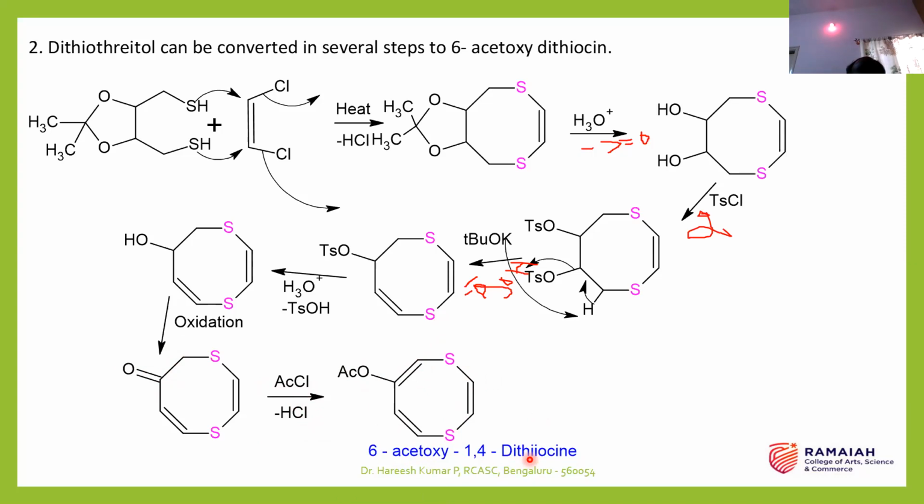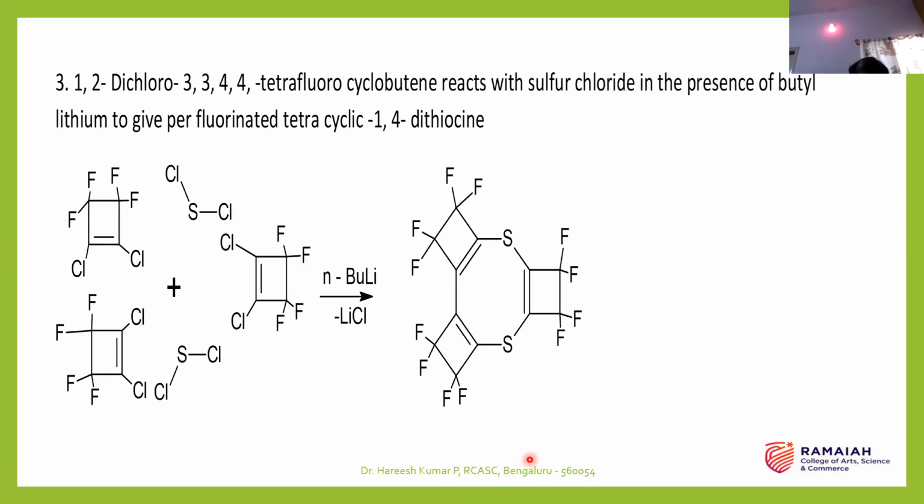With this, I will go to the next method of preparation of dithiocin. Here I am taking one compound, 1,2-dichloro-3,3,4,4-tetrafluorocyclobutene. Three molecules of 1,2-dichloro-3,3,4,4-tetrafluorocyclobutene: this is one, this is one more, this is one more.